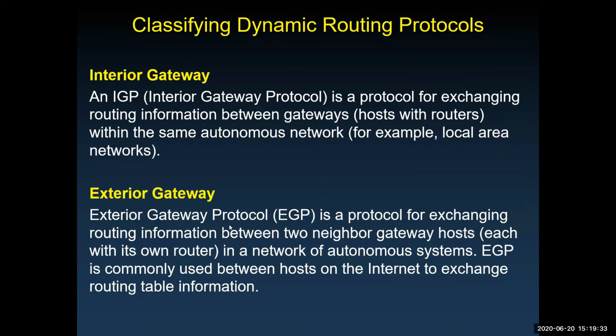Next is exterior. So, EGP. When you say exterior, it's a protocol for exchanging routing info between 2 neighbor gateways. Okay? So, meaning two gateways, either from your office or to PLDT. The network of autonomous systems is commonly used between hosts on the net to exchange routing tables. So, it will be routed externally, towards the internet.